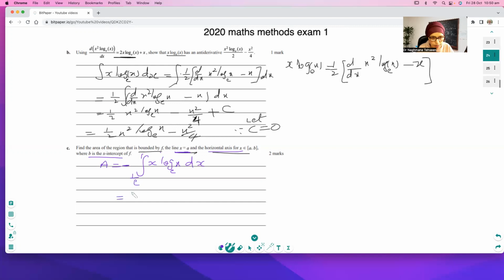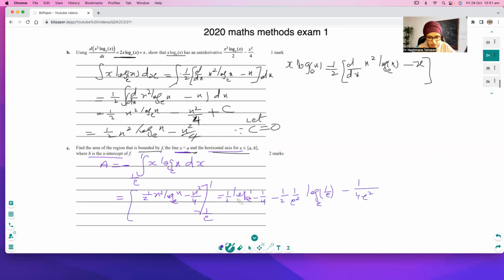This answer, we got it up in part b. We could just use that: 1 over 2, x squared log e x, minus x squared over 4, and the limit is 1 over e to 1. Then you go upper limit minus lower limit. If you sub in 1, you get 1/2 log e 1, which is 0, right? Minus 1 over 4, minus 1/2 times 1 over e squared, log e 1 over e, minus 1 over 4 e squared.